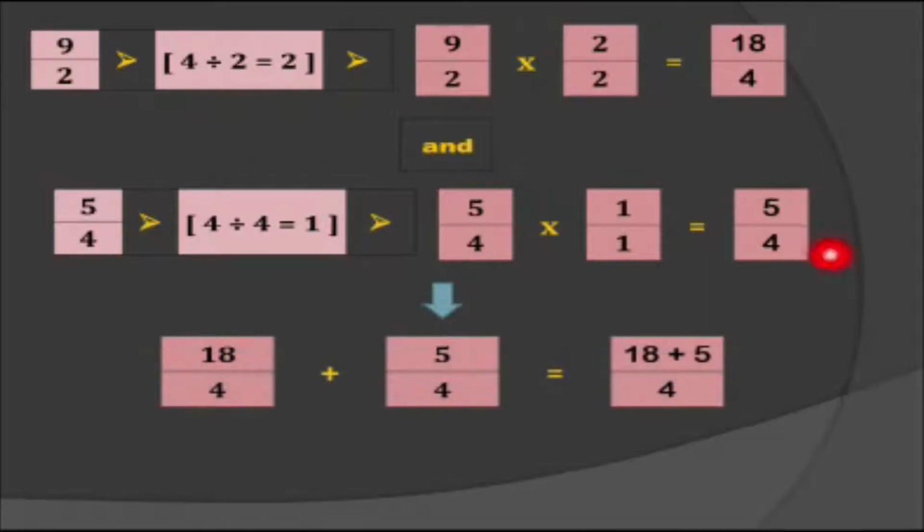Now we can see that the denominators are same. So now here we need to add the numerators. So these are the 18 plus 5 and we will write the denominator as it is. So 18 plus 5 is equal to 23 by 4. Now we can see that 23 by 4 is an improper fraction.